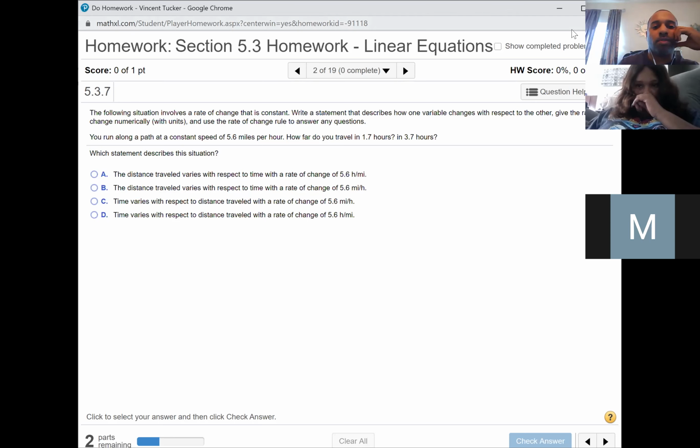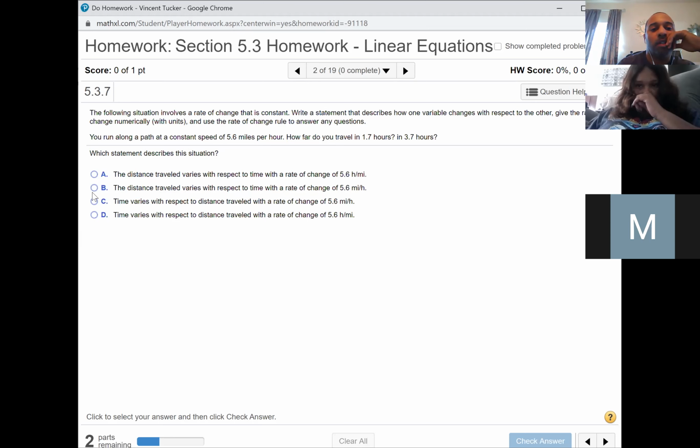So which statement describes the situation? Distance traveled varies with respect to the time with a rate of 5.6. Notice how it says hours per mile. Remember we said 5.6 miles per hour, so that means it's going to have to be miles over hour. So they're playing with you, so you've got to pay attention. So we're looking at the distance traveled with respect to time with a rate of 5.6 miles per hour.